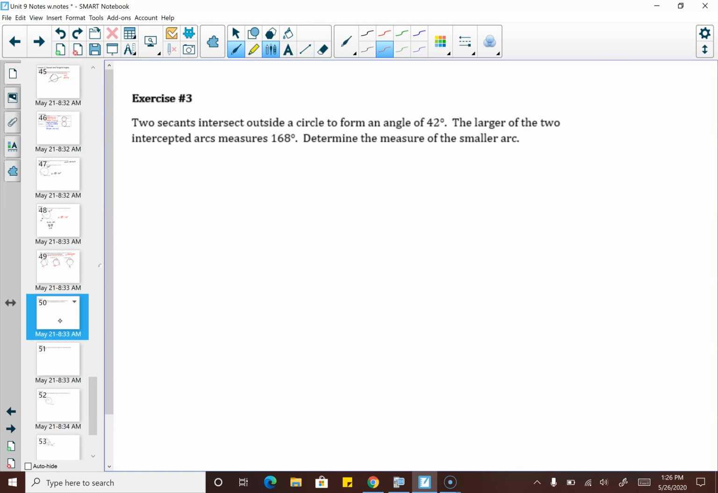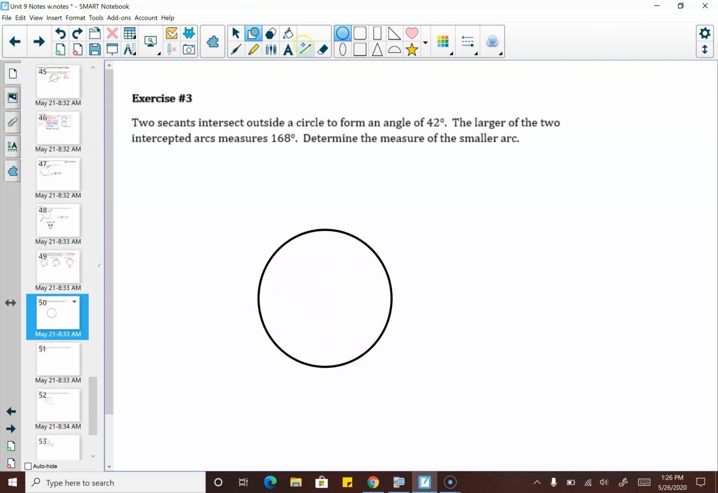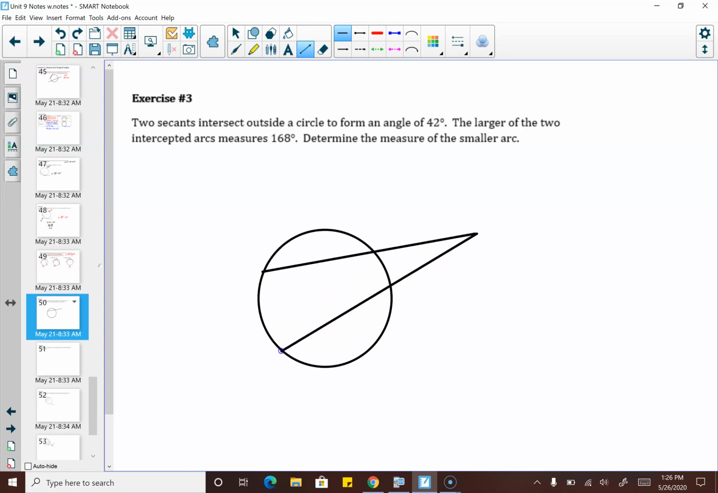So exercise 3 says 2 secants intersect outside of a circle to form an angle of 42 degrees. The larger of the two intercepted arcs measures 168. Determine the measure of the smaller. So it's kind of hard to do these without a picture. All right. So we're going to draw a circle, and then it says 2 secants. So that means we need to draw 2 lines that are going to intersect the circle twice. And I'll draw them so they look like that.